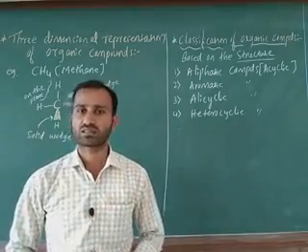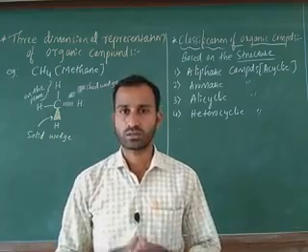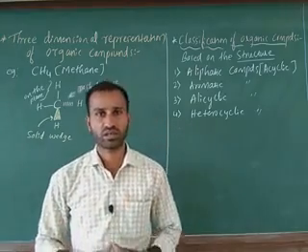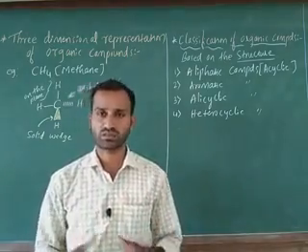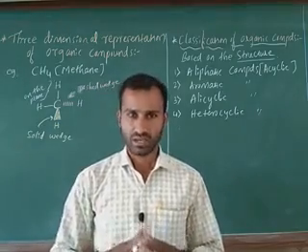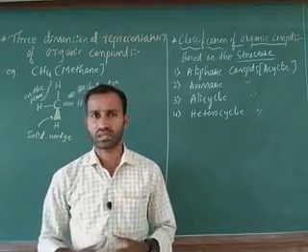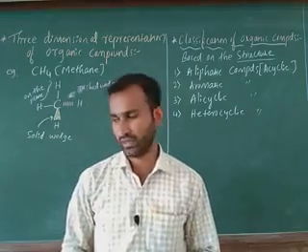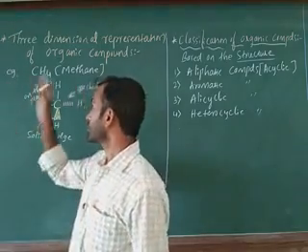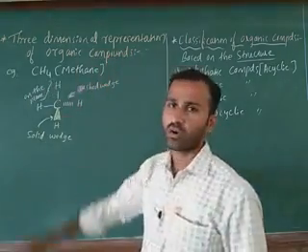As we discussed last class, bond line representation. In bond line representation, you don't represent the carbon and hydrogen, you only represent nitrogen, sulfur or oxygen if they are there. In the last video we solved many examples, particularly for cyclobutane and cyclopentane. Today I am going to discuss the continuation, that is the three dimensional representation of organic compounds.